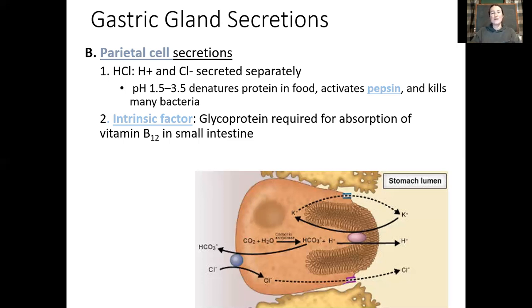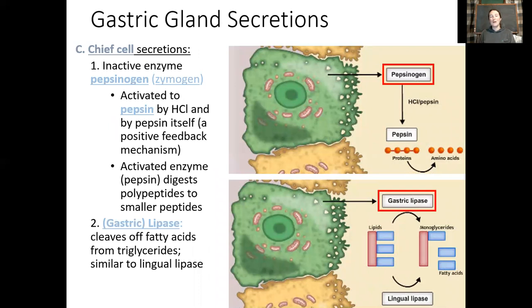Okay, so again, parietal cells release hydrogen and chloride to make the acid, as well as intrinsic factor. Now, the second of these three main types of cells I want to talk about are the chief cells.